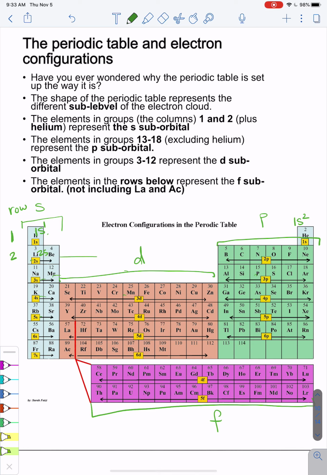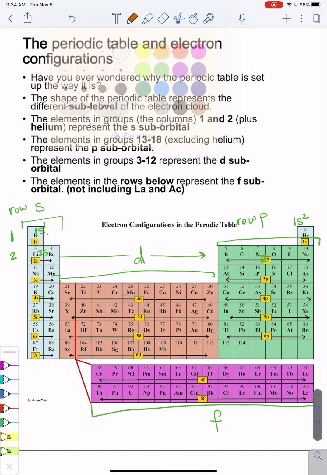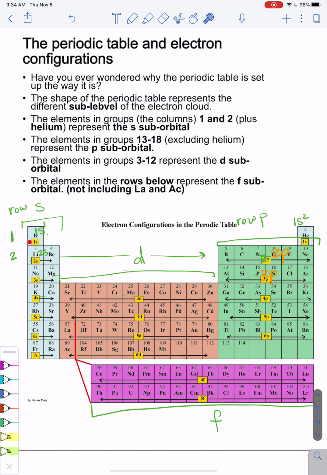And then after you finish 2S, you follow over to the P section, and the number in front of the P, like this 2 right here, is whatever row you're on. So this one is 2P, this one's 3P because it's on the 3rd row. So you read this like you would a piece of paper. So you go through the hydrogen, through the helium. So that's 1S1, 1S2. And then after you finish this line, you're sent to the next one.